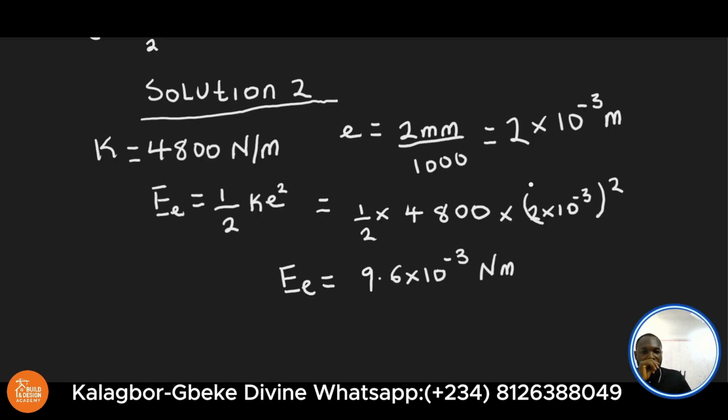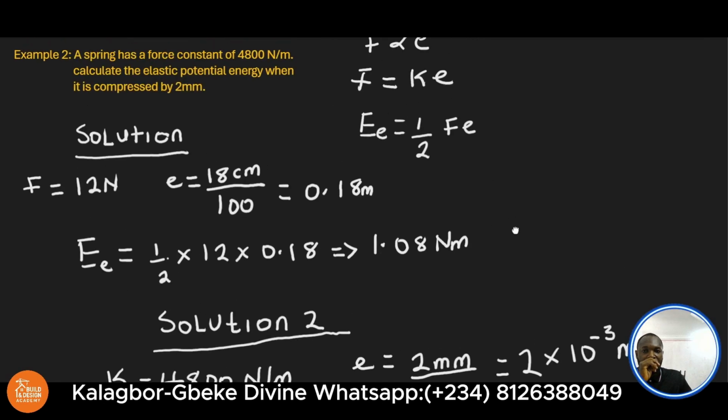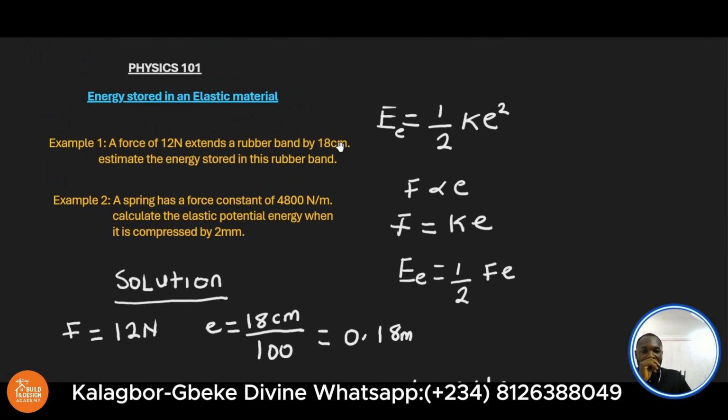You know how we got Newton meters? Since this is our final answer, let me show you how we got to the unit. Newton meter, since the constant was in Newton per meter, and extension, we squared the extension, so it was meter squared. So we cancel here and you cancel here. Meter here will now be left with 1. So it will now give us N times m, which is Newton meters. So that's how we got Newton meters. So we are done with the question on energy stored in an elastic material.